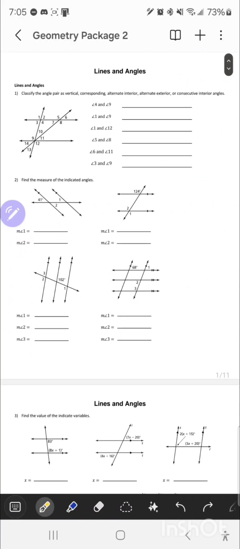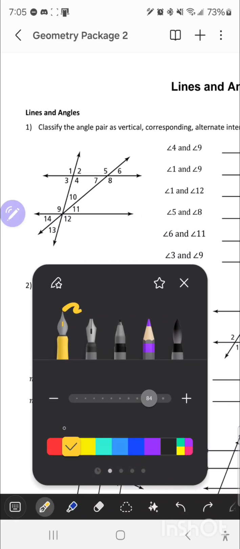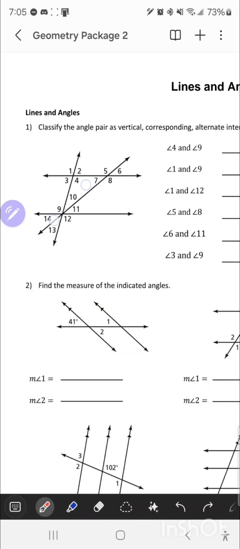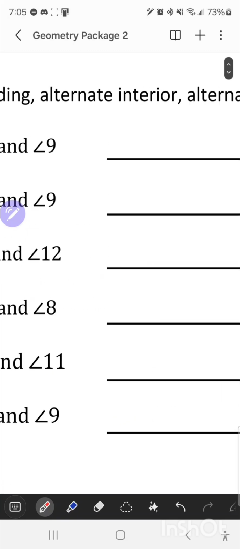So now, let's start with the first exercise. Let's go really quick. First, I go 4 and 9. Let me make this smaller. 4, 9. Okay. What figure do I see? Okay, I draw this. Oh, this is a Z. And with a Z, they are alternate angles. So I put here, okay, 4 and 9, they're alternate.